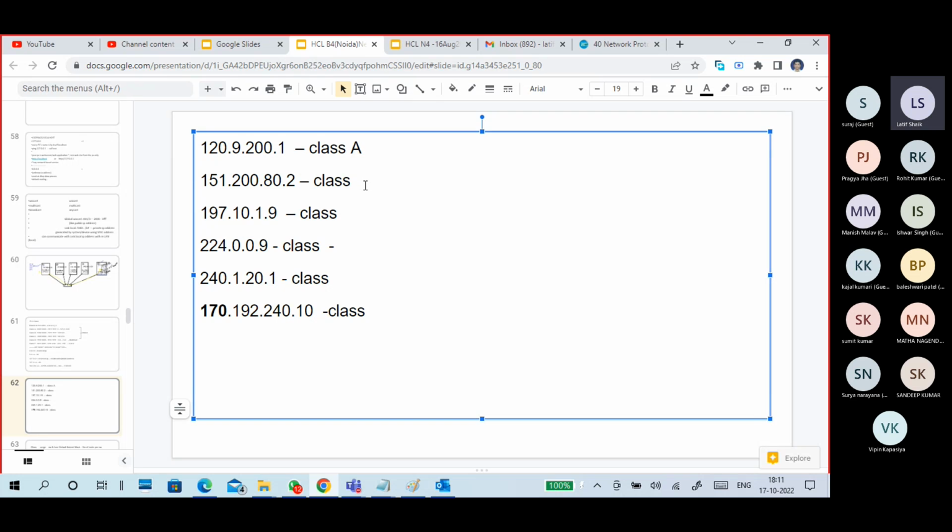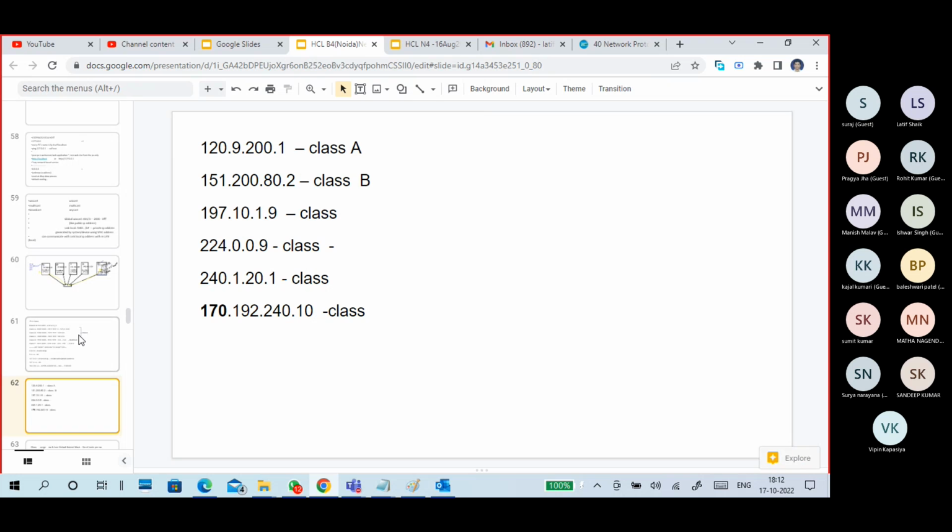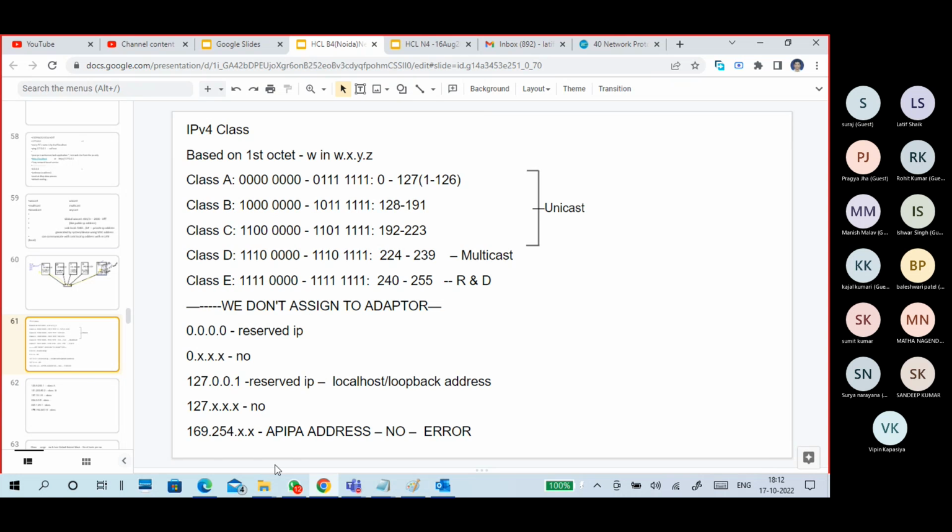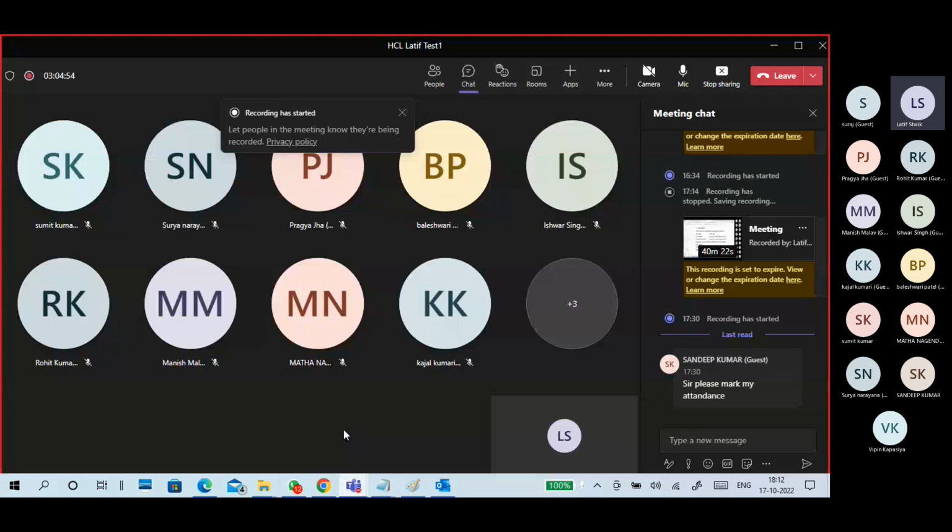No one is speaking. Class B. Okay, I will put it. So 197. Guys, are you not understanding this part? Classes or identification of classes? Are you muted or what? No.